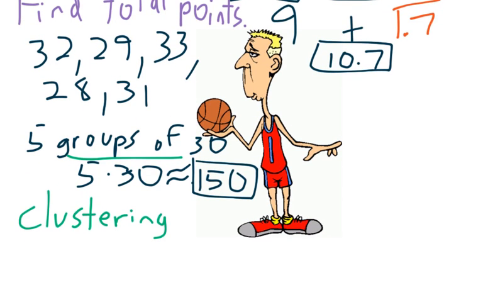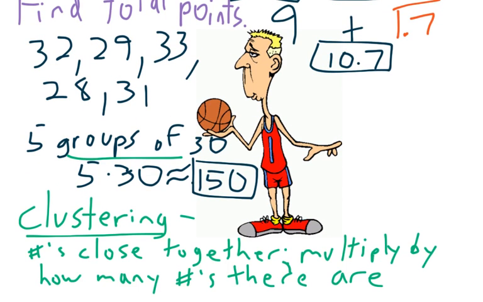So clustering is when numbers are close together or clustered together. We multiply by how many numbers there are. So that 5 came from 1, 2, 3, 4, 5 games that he played in.